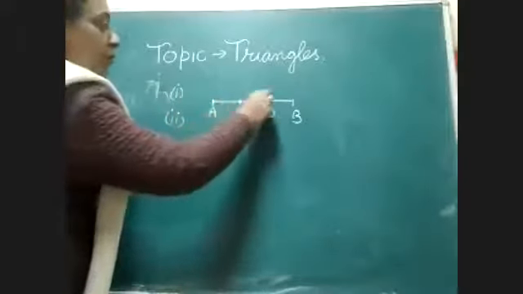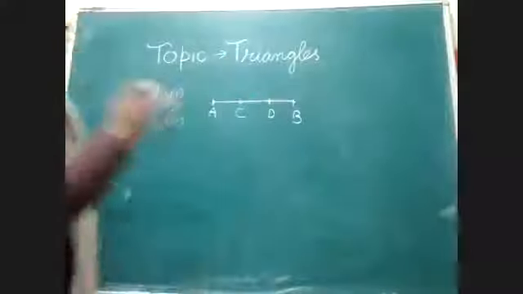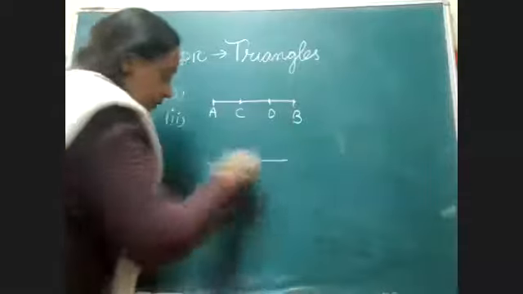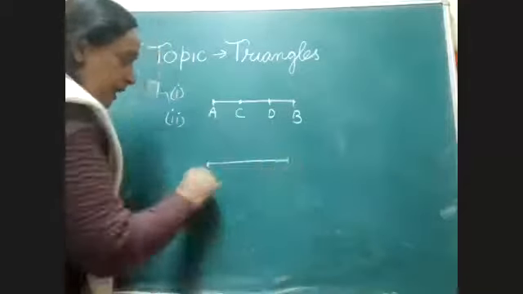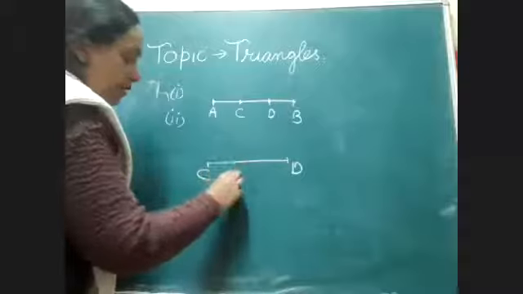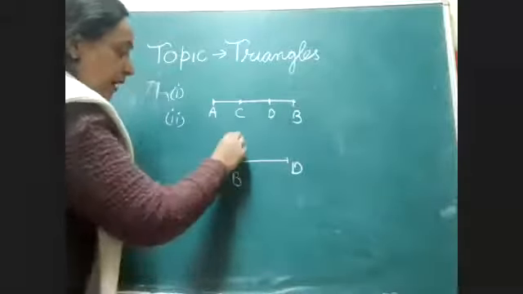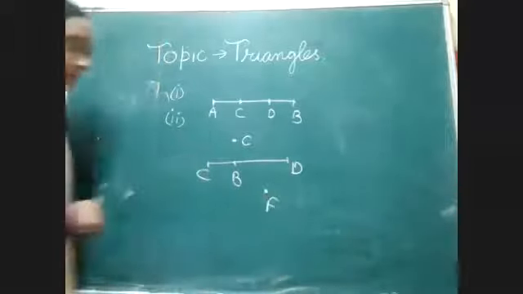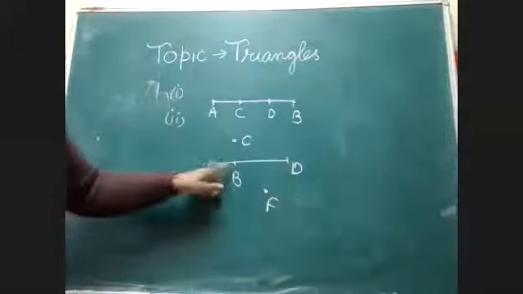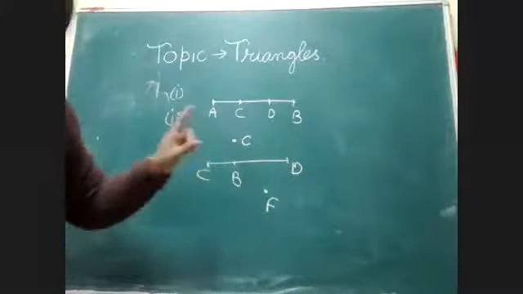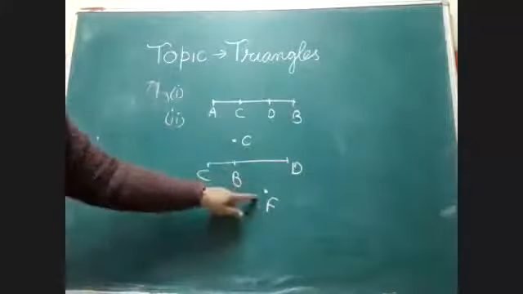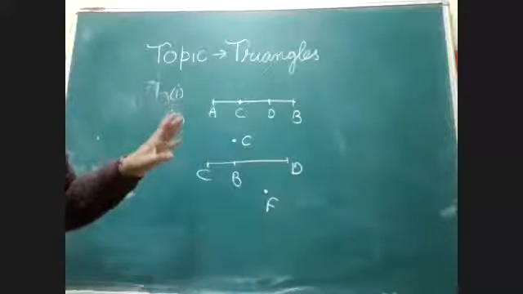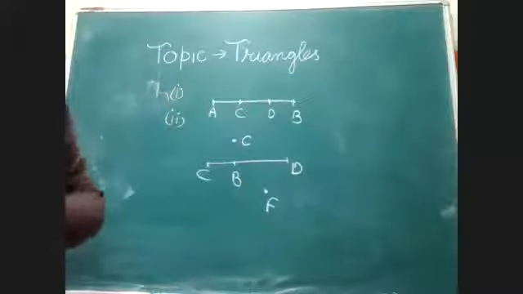And non-collinear points are the points which are not lying on the same straight line. For example, here is a straight line C and D. You have a point B, and another point here, F. Now C, B, and D are collinear points, but C and F are non-collinear. Clear? Collinear and non-collinear points.